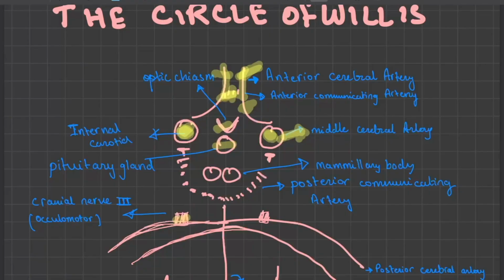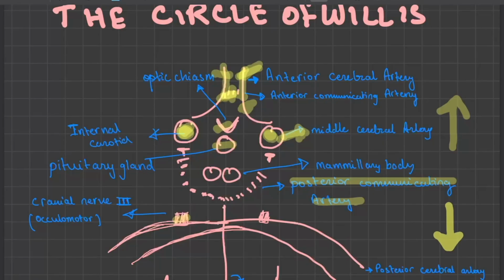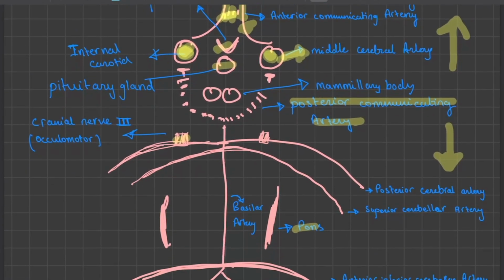So essentially, these posterior communicating arteries are connecting the anterior supply of the Circle of Willis with the posterior supply of the Circle of Willis, right? So that's what they're doing, which is why they're really important. They're right here, as you can see, these right there.